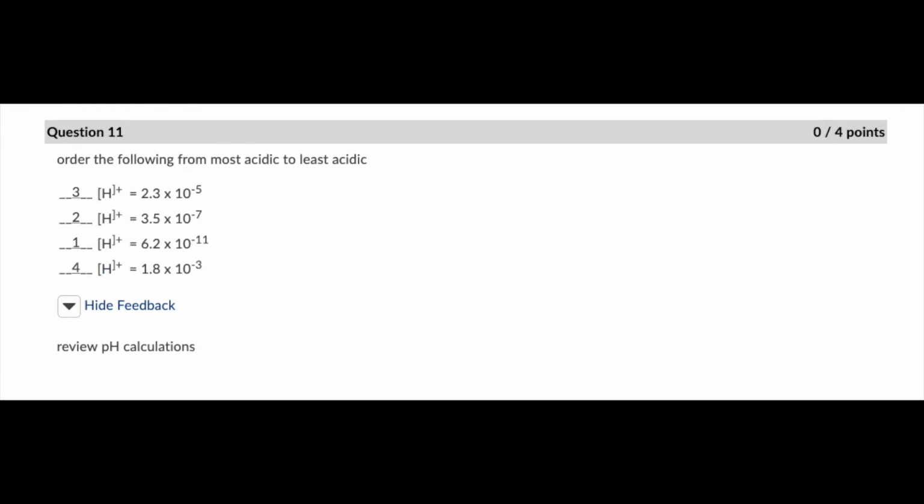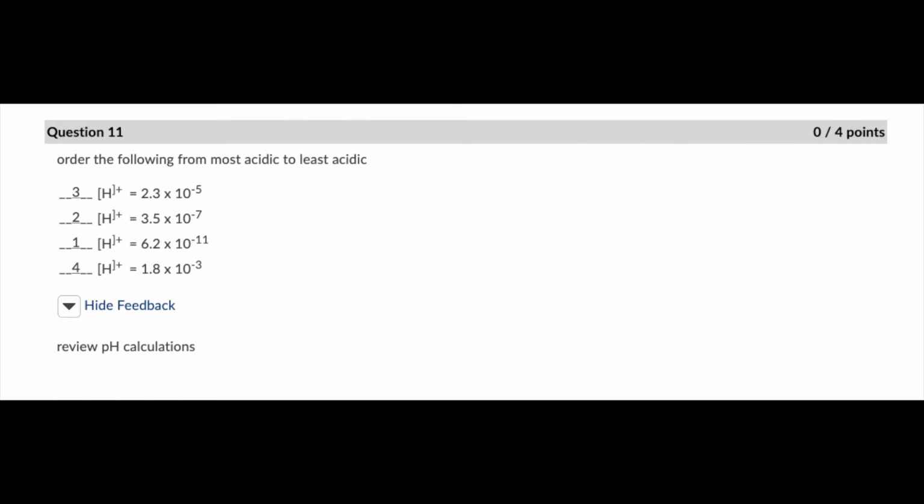This is my second mistake. It says order the following from most acidic to least acidic, and basically what you have to do to calculate the pH values of these is type in negative log and then a parenthesis in your calculator and then put in the number that's provided. So for example, for the first one, it would be negative log parenthesis 2.3 times 10 to the negative 5, and then close the parenthesis, and the answer that you get from that is the pH of that substance.